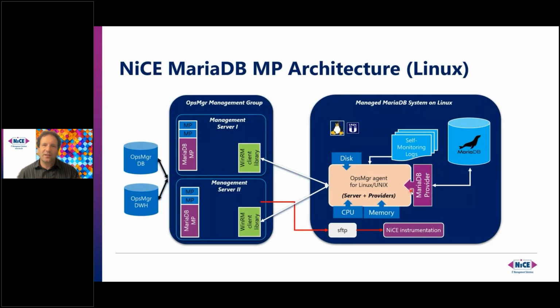Let's have a look at the architecture. The architecture obviously consists of two primary parts, which is the SCOM management group, and on the other side is the MariaDB system on a Linux system. And here we have two management servers for high availability reasons. So in case one of them goes down, you still can do the monitoring from the other system. This is balanced via a resource pool where the Linux agent is assigned to.